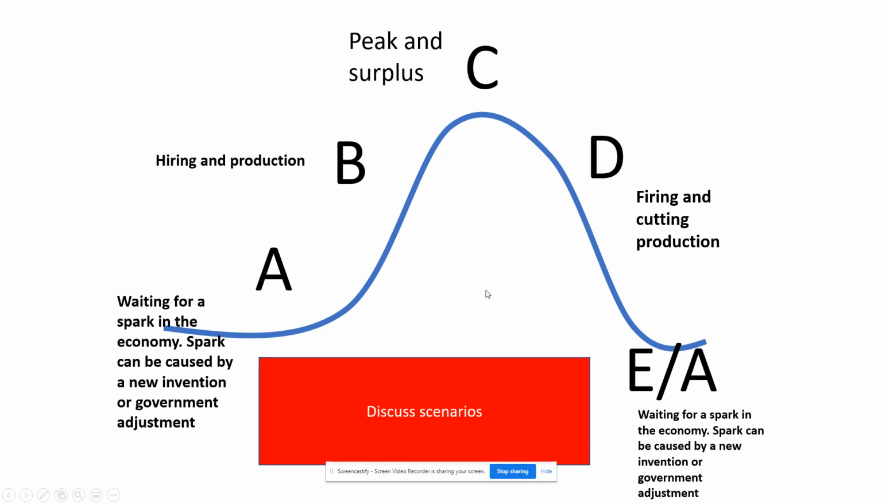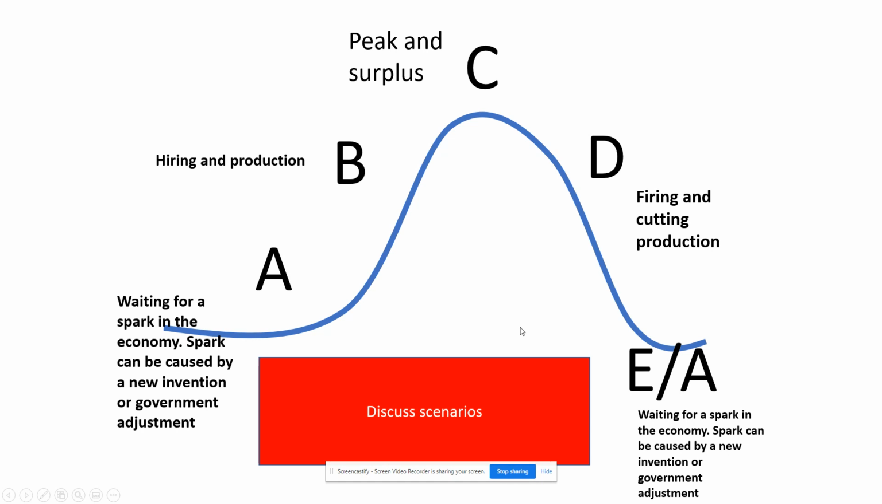Depending on what government does, it will either go up or down. So we could be here, and then government does something that fails and it goes down, or something happens and it booms. But at point B, when we're moving upward, there's hiring and there's producing. We're at point D, that's when we're dropping. And C is the peak surplus.